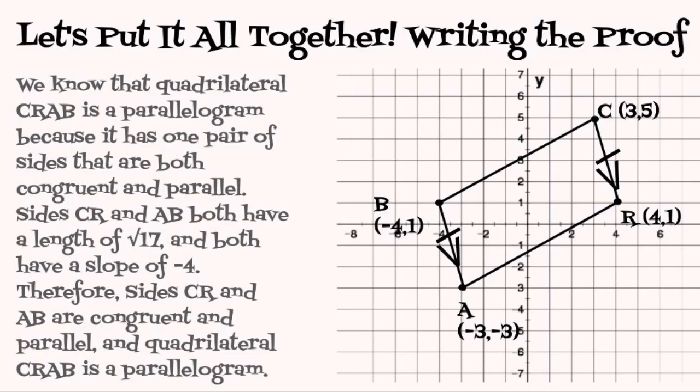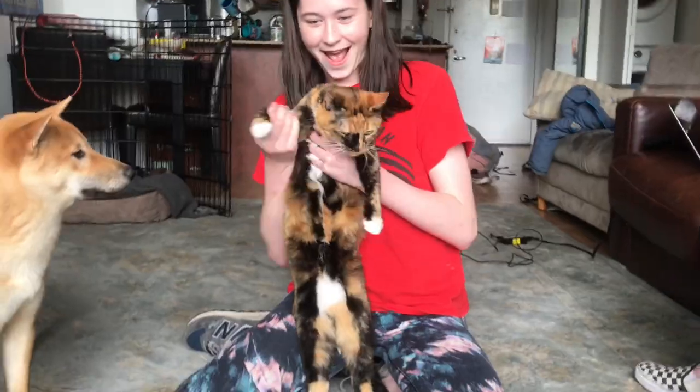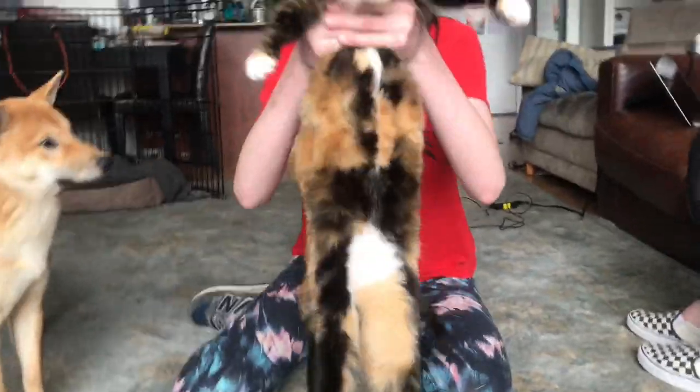So now let's put it all together. We know that quadrilateral crab is a parallelogram because it has one pair of sides that are both congruent and parallel. Sides CR and AB both have a length of radical 17 and both have a slope of -4. Therefore, sides CR and AB are congruent and parallel. Now we've proved that quadrilateral crab is a parallelogram. Now it's time for hashtag Better Together to solve the next problem.